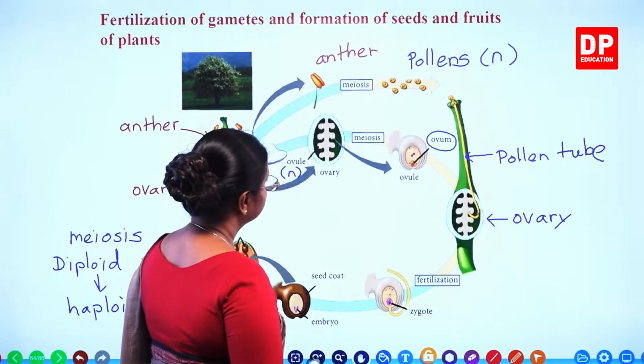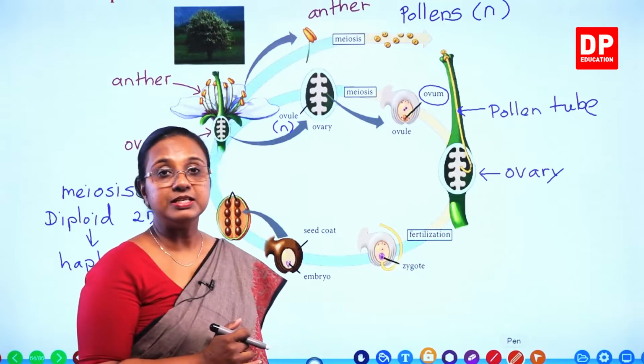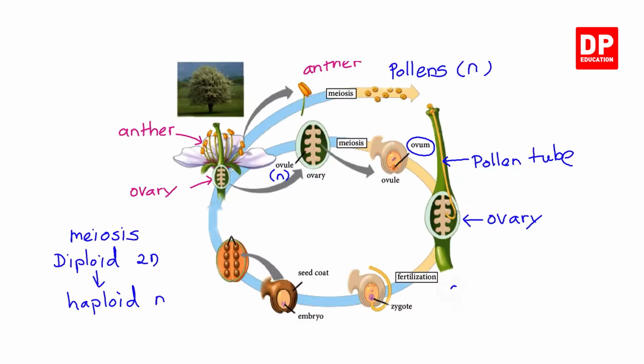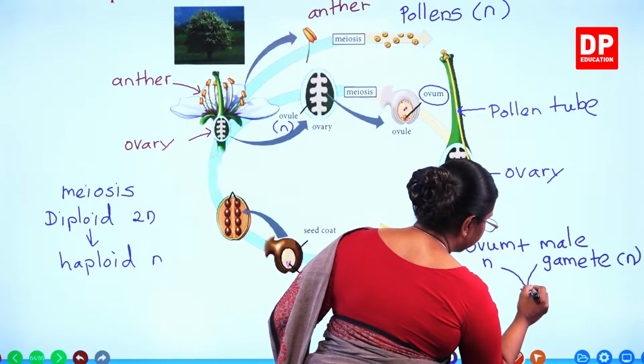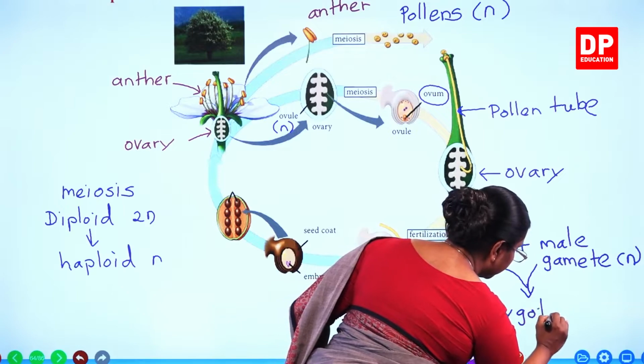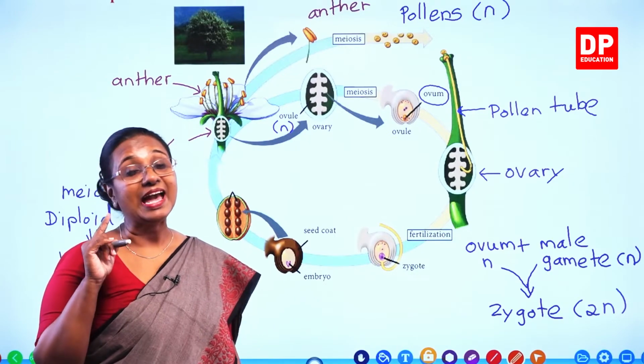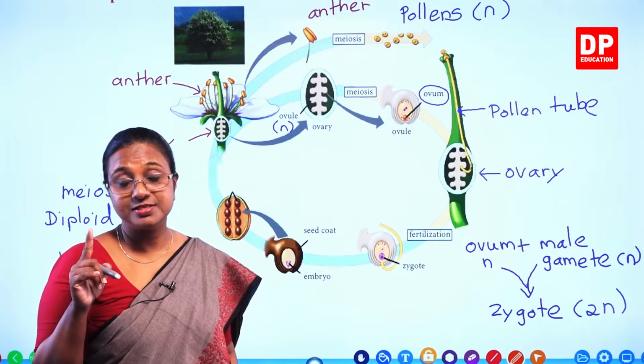So then what happens? Inside the ovary, fertilization takes place. There is the ovum, that is n haploid, and with that the male gamete fuses, that is also n. So when these two fuse together, we get the zygote. The zygote will be 2n.